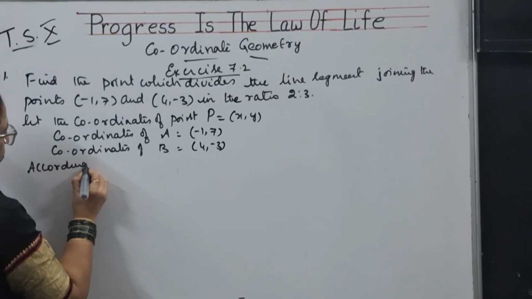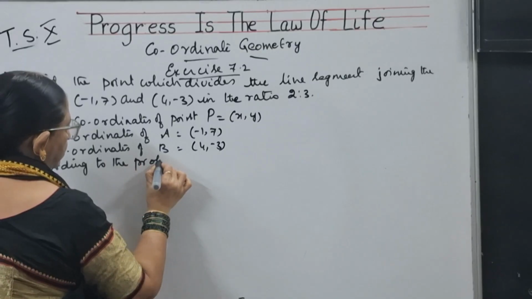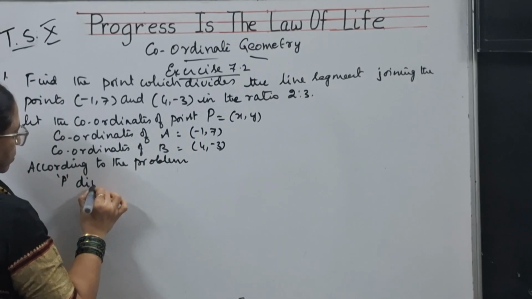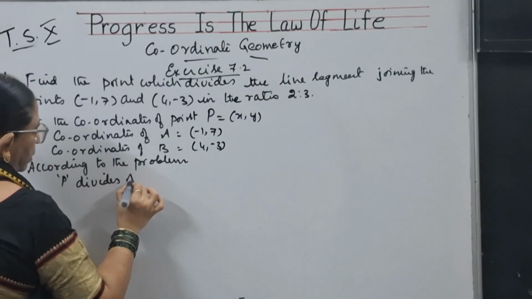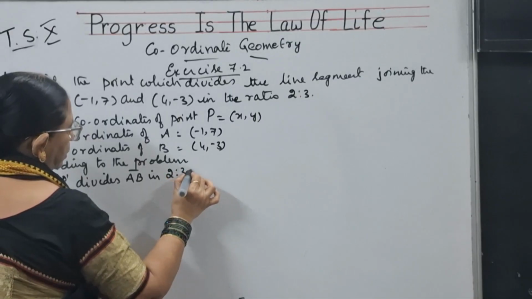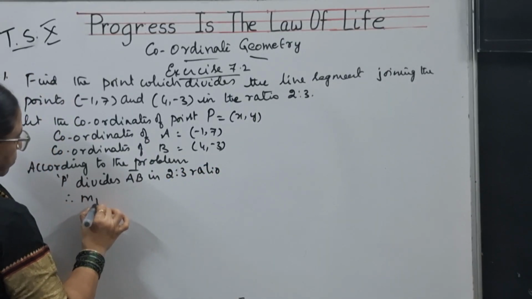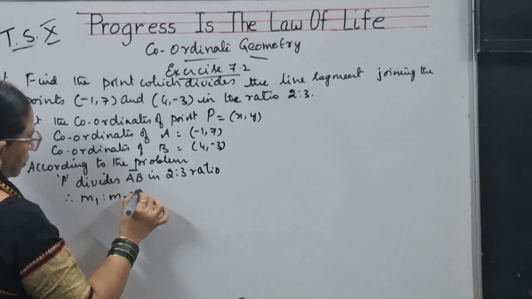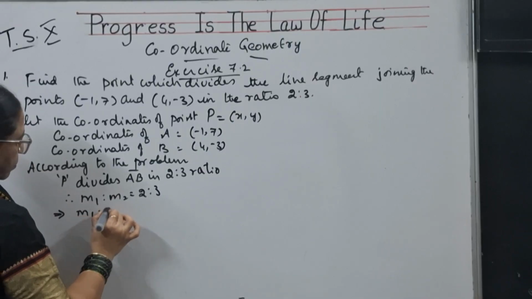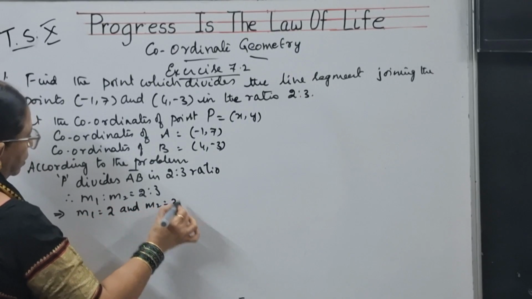According to the problem, P divides AB line segment in 2:3 ratio. Therefore, m1 is to m2 is equal to 2:3. What does this imply? m1 is equal to 2 and m2 is equal to 3.